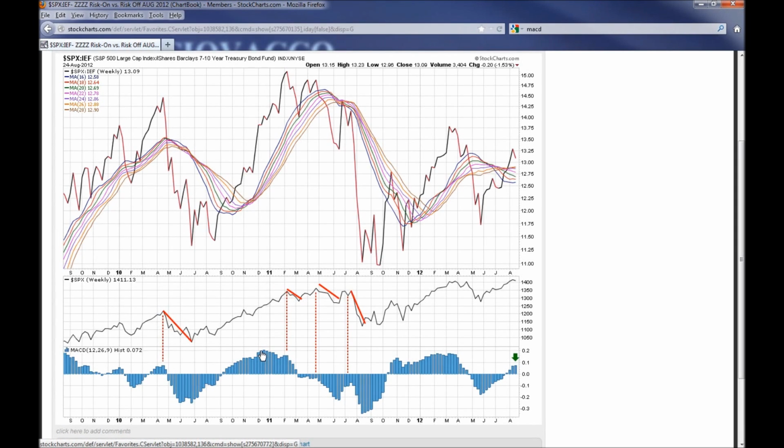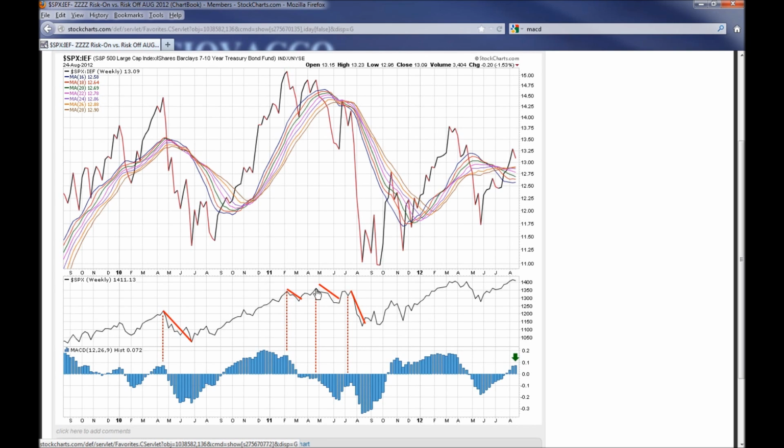Notice the MACD histogram had already indicated slowing momentum well before this peak as it came down here. That's still not what we have today yet. This still looks strong. Looks more like this period here than it does this period here where stocks peaked.